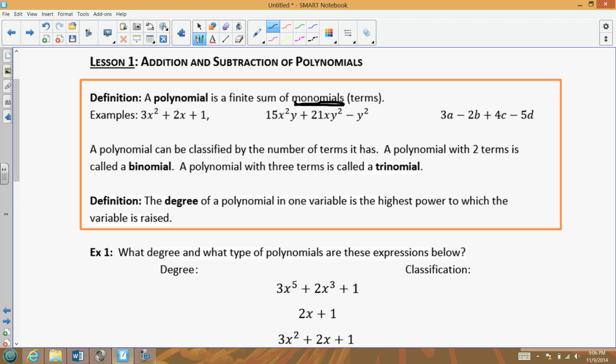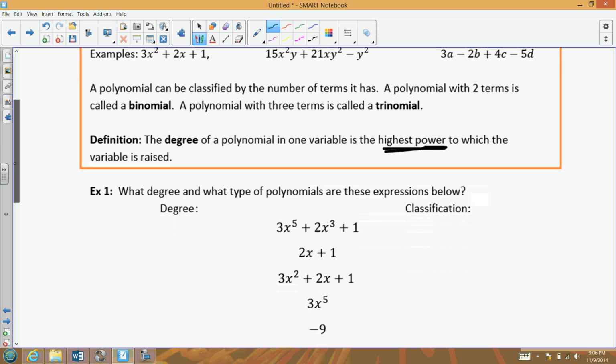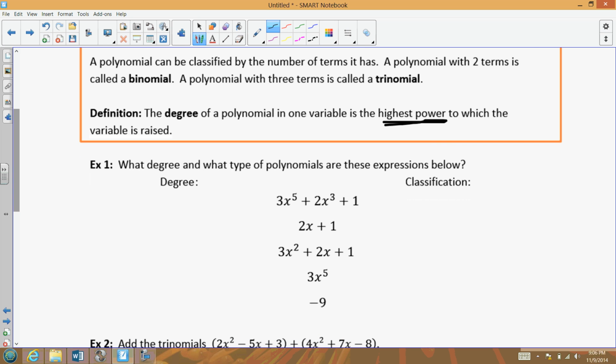And then the last definition here is the degree of a polynomial. So the degree of a polynomial, one variable, is the highest power, so the highest exponent to which the variable is raised. So let's look at an example here. When I look at this first polynomial, the highest exponent, or the highest power, is a 5. So we call this a degree 5 polynomial. And the classification, what type of polynomial it is, well, there's 3 terms. So this is a trinomial.